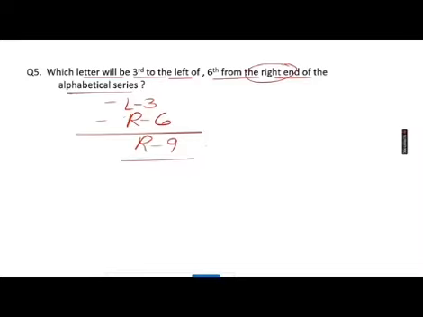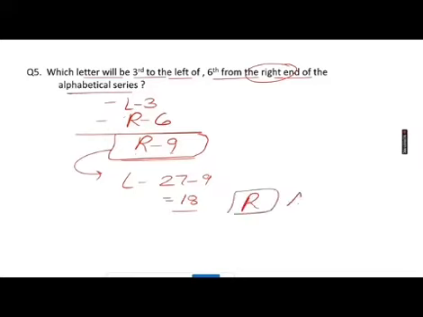Now we cannot directly answer which letter is placed ninth from the right. So first of all we have to find out its position from the left. We have discussed earlier that we have to subtract it from 27, and 27 minus 9 will be 18. Now we can answer this: the 18th letter from the left will be R. So this is our answer.